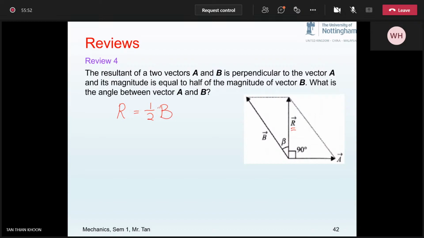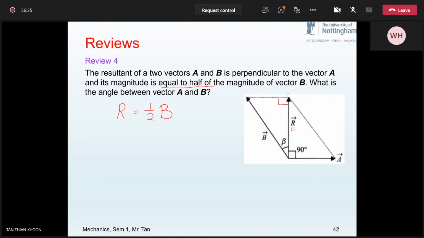I'm not sure if you do it the same way as I am going to show you here, but don't worry, you can message me if you think your method is also correct. Here you can see that R is equal to half the magnitude of vector B, as they told us. And from this diagram, we know that A is perpendicular to R. We can see that this is perpendicular, right?